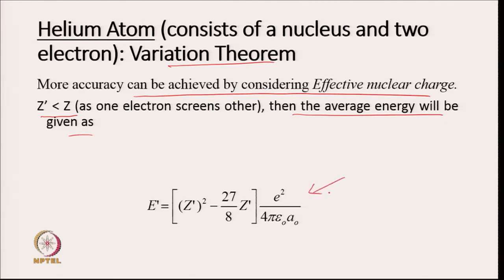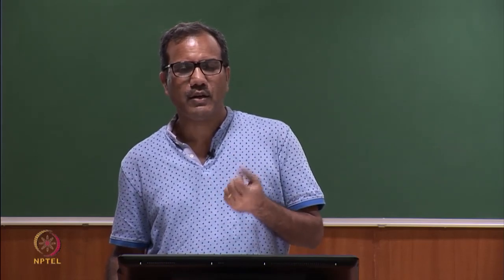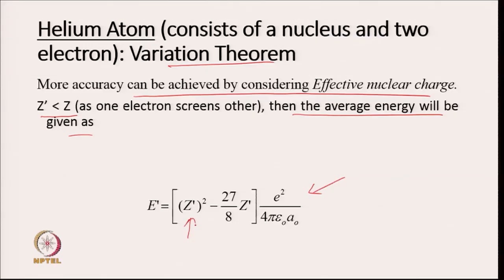Here I am not going to discuss the variation theorem in detail, since it involves higher hypotheses of quantum physics. If you want, you can go to the NPTEL lectures on quantum and look at how to calculate E dash. Here we start with a wave function known as the trial wave function, and then we try to calculate the energy. What we generally do is, in place of Z, we take Z dash, and that will give you E dash. Z dash replaces your Z, which is your nuclear charge, and this Z dash is called the effective nuclear charge.